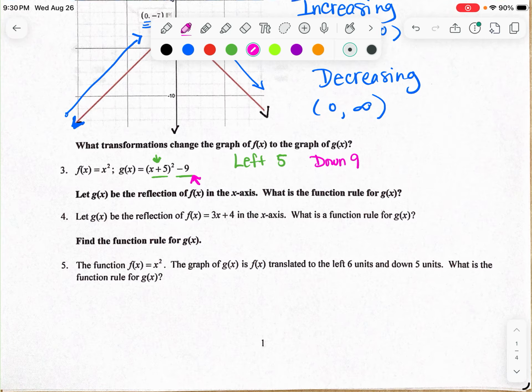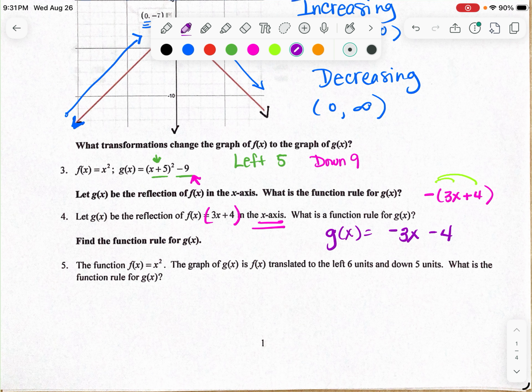So reflection. Remember, the x-axis reflection means the whole thing is negative. So I'm just going to put a negative in front of the 3x plus 4, my bad. It's kind of like you would be distributing the negative. So the solution to that one is g of x would equal negative 3x minus 4. And that's going to be a reflection over the x-axis.